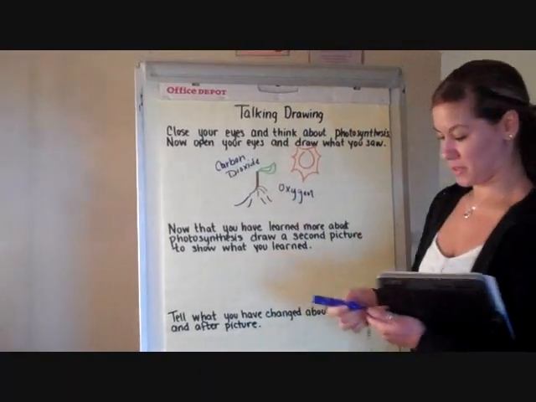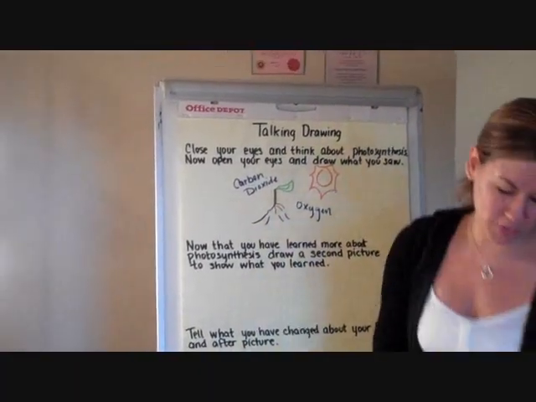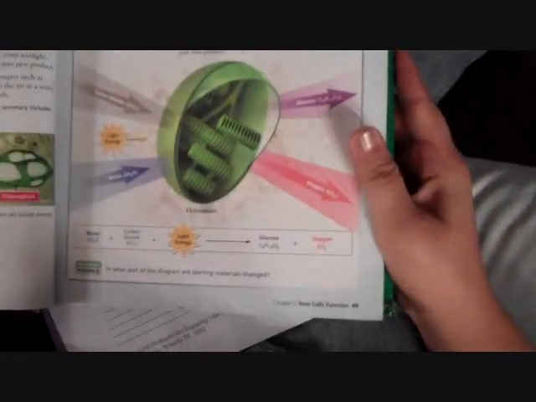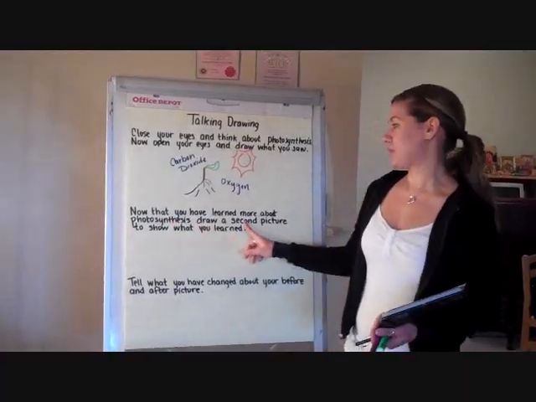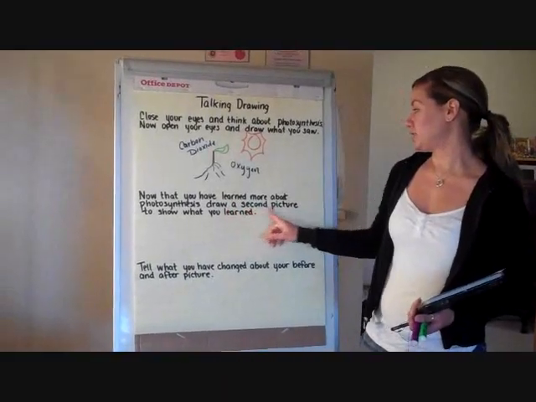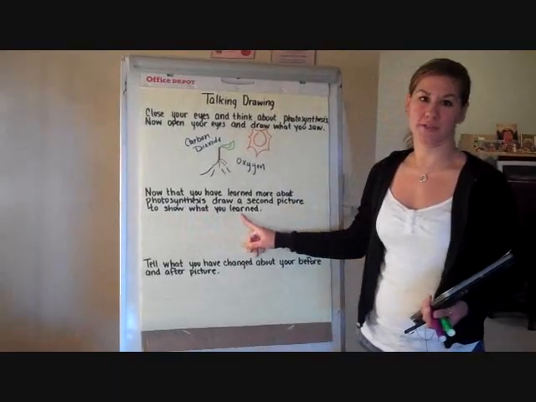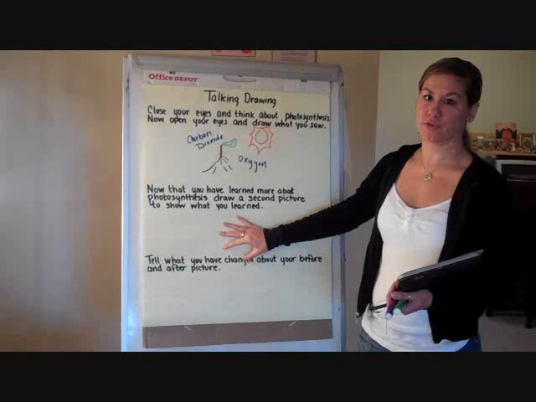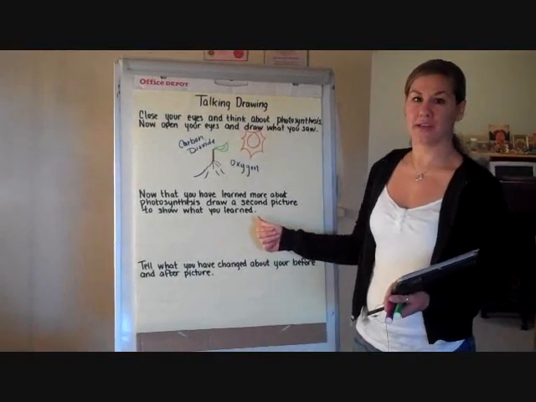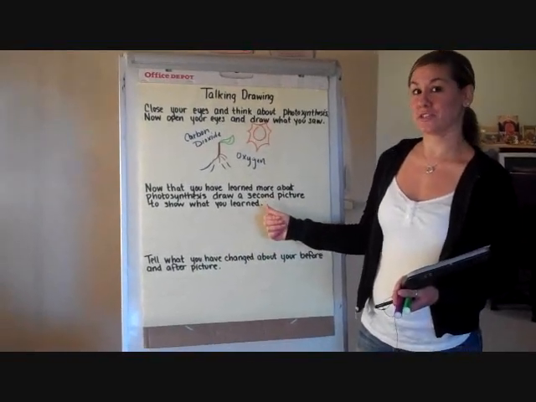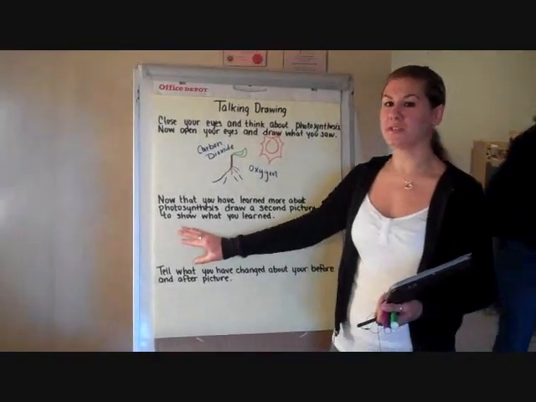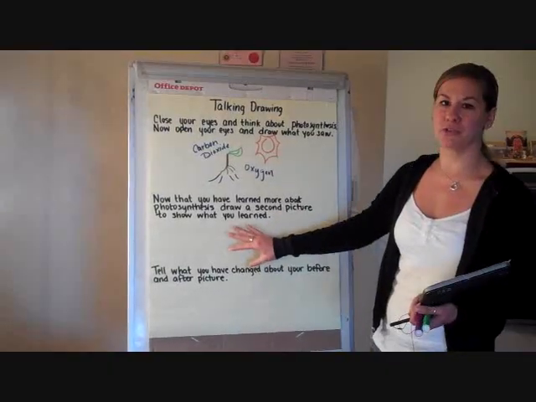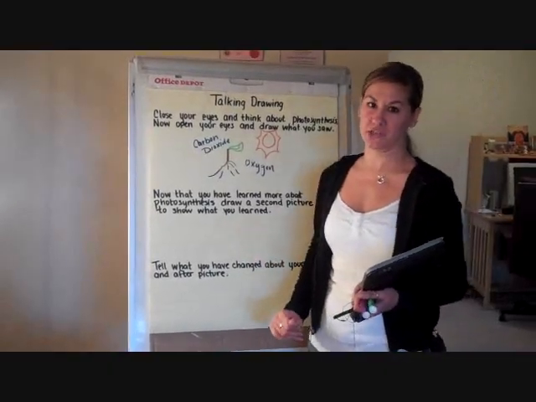All right, excellent. So now what I'd like you to do is please open your books to page 49 and let's read about photosynthesis. Now that you've learned more about photosynthesis, I would like you to draw a second picture to show what you've learned. So I want you to make sure that you add the details of photosynthesis that we've learned: what part of the leaf is it happening in, what particular cell structure is it happening in, what's going into photosynthesis and what's coming out of photosynthesis, and what's being produced. So go ahead and take a moment and draw that picture, please.